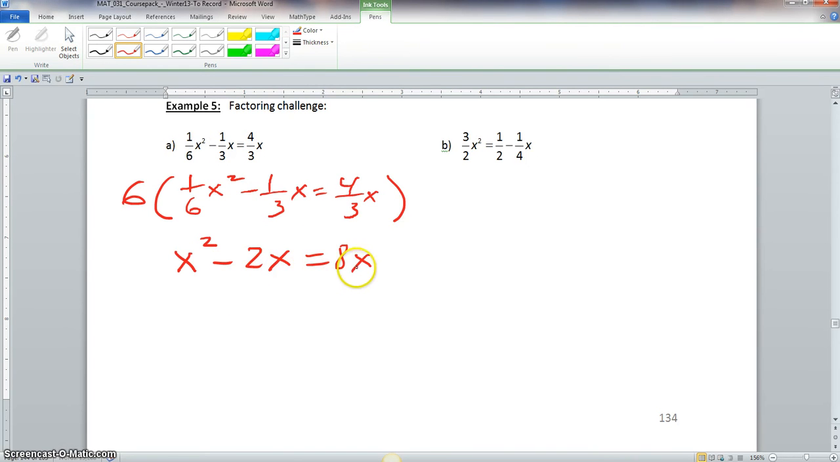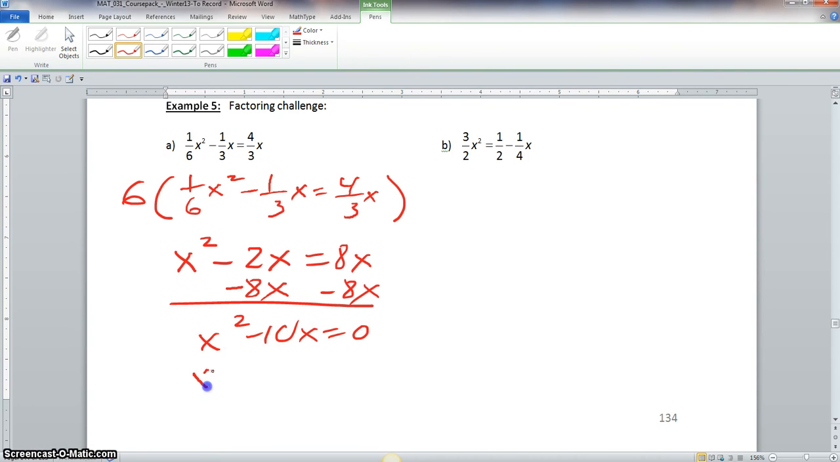So what we need to do is move this 8x over here with the rest of the x's. So we subtract 8x on both sides. And we will have x squared minus 10x equals 0. Now we can factor out an x, and we'll have x times x minus 10 equals 0. Now we have x equals 0, and x minus 10 equals 0.